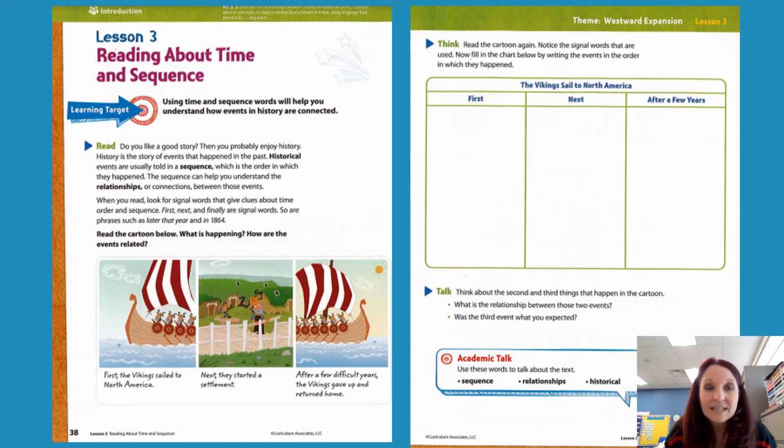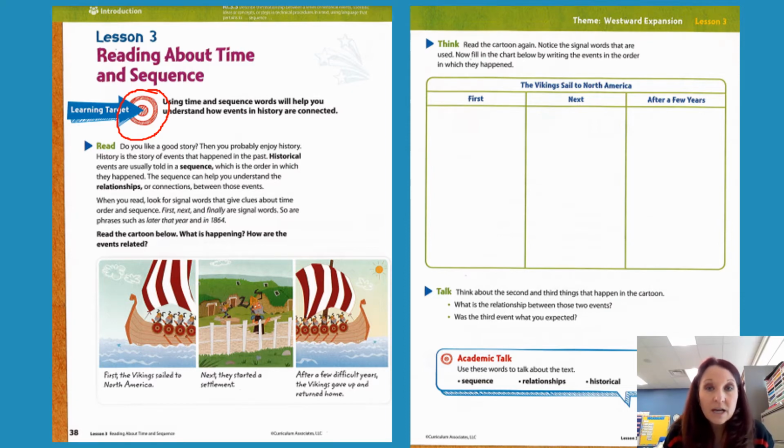So our lesson for today is going to take place on pages 38 and 39 of your Ready Common Core reading book. Or if you are a hybrid student, you should have a copy of this that Ms. Jaramillo and I sent home with you before school was out. So let's look at the learning target on page 38. Up here, it says, using time and sequence words will help you understand how events in history are connected.